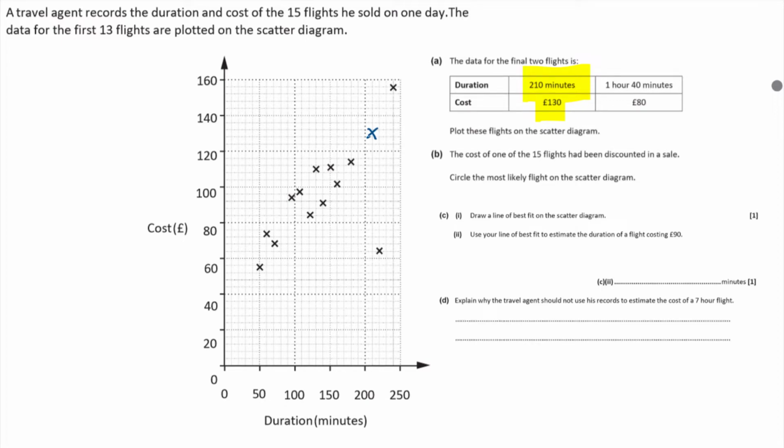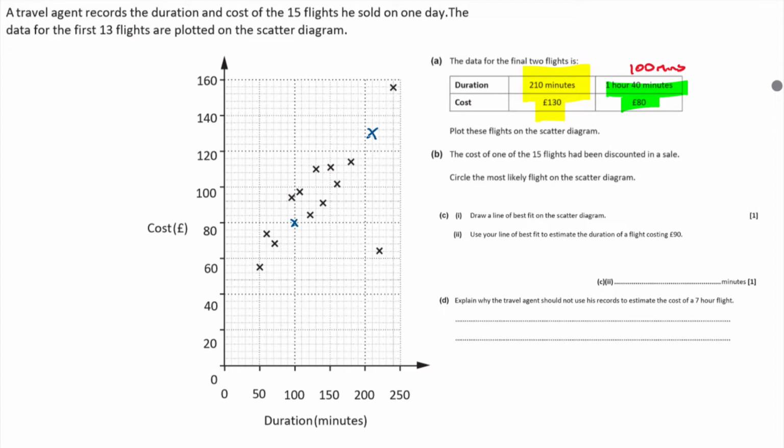Okay. And then I've got a second point, which is 1 hour 40 minutes against £80. Now that's in a different form, isn't it? Let me just convert that into minutes first, because the bottom scale is in minutes. So an hour and 40 minutes, that's 100 minutes, isn't it? So that's 100 against 80. So 100 against 80 is here in the middle. So that seems to be everything. So we've done that part.